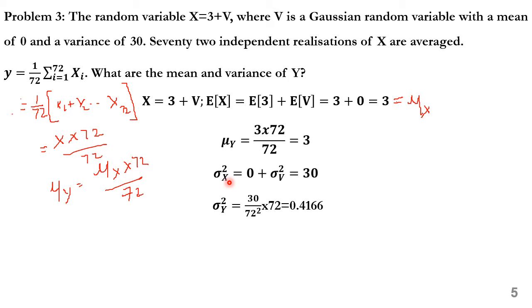Similarly, we can find the variance. Variance of x is given as 30, so sigma x square equal to 30. Variance of the constant term 3 is going to be 0, and sigma v square, that is variance of v, is also equal to 30. Using the equation, sigma y square is equal to sigma x square divided by 72 whole square into 72, since there are 72 realizations. We get this as 0.4166.